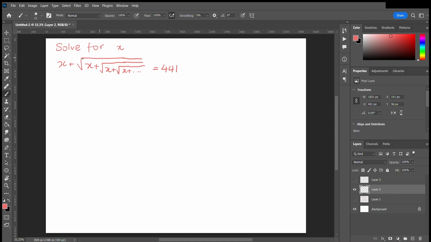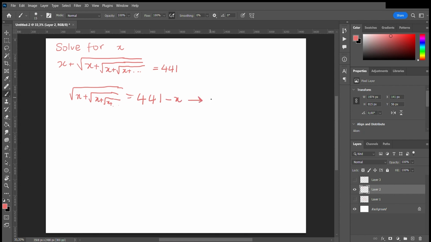This one is pretty easy. We're gonna use intuition for this. So what do we know? We know that x plus this equals 441. So that means that this plus x plus x plus blah blah blah to infinity would equal 441 minus x.